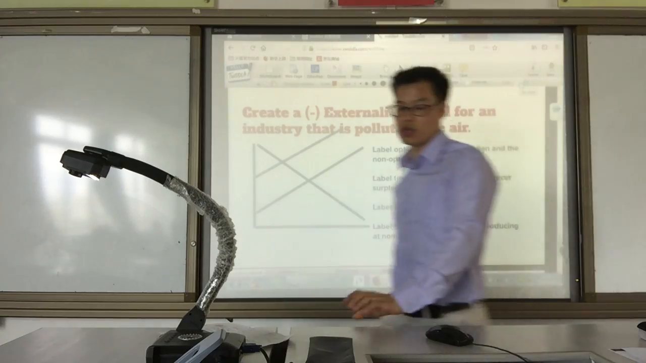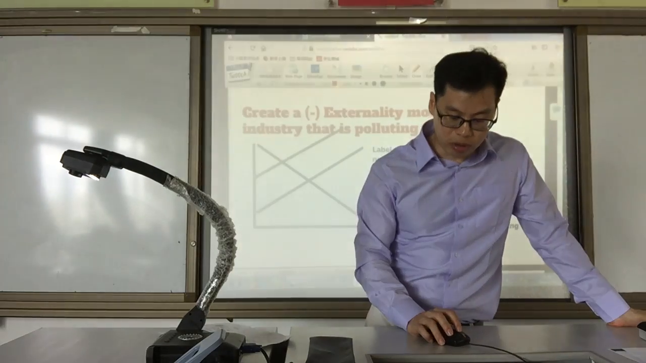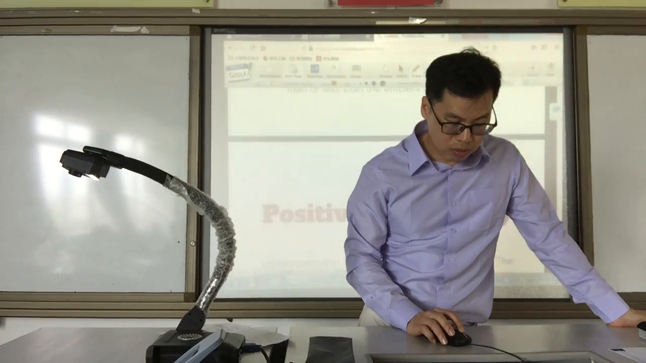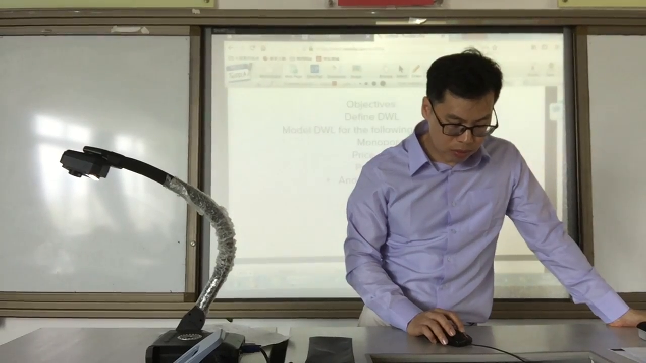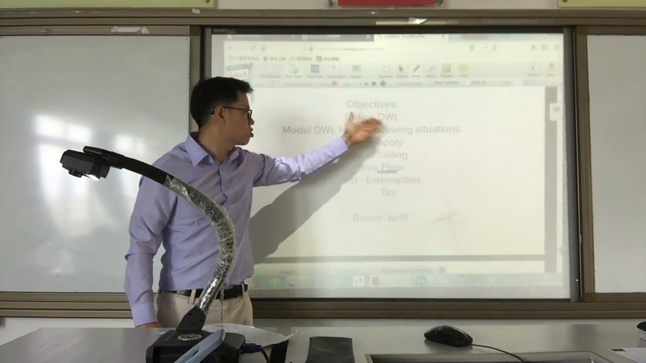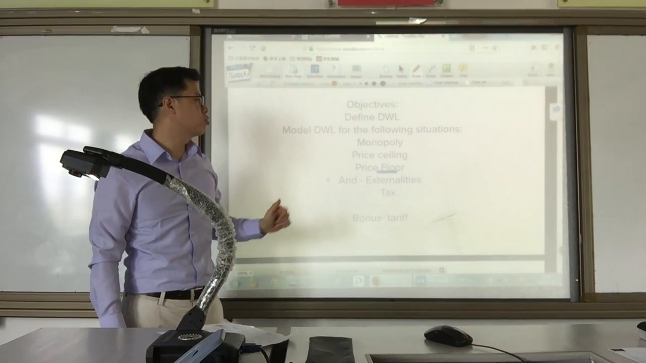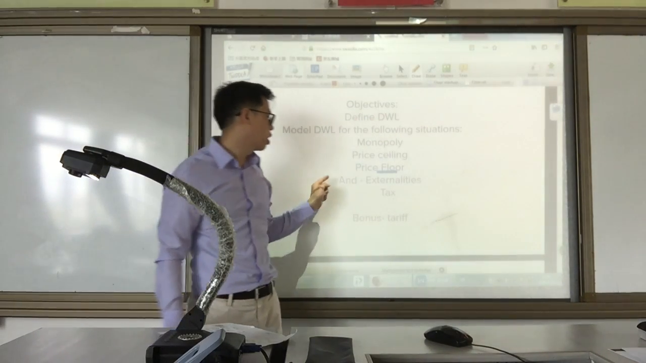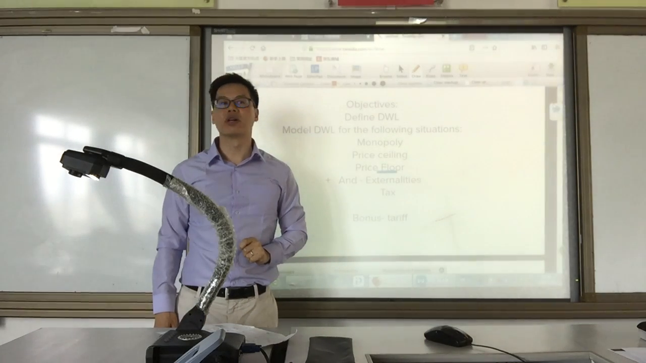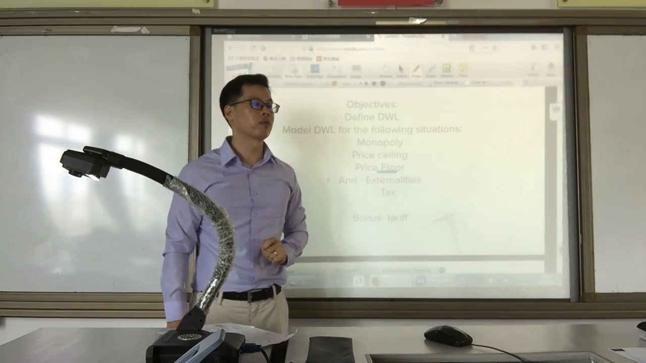Okay, guys, so today what did we learn? All right, so we learned about deadweight loss. And specifically, we learned how to model a positive and negative externality, right? And that's what you learned today, okay?